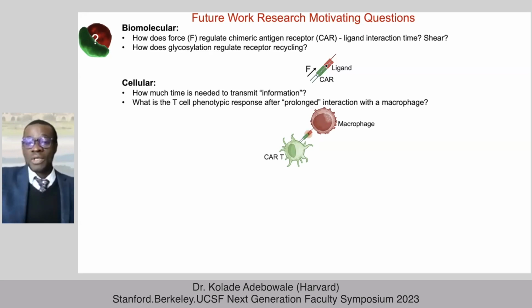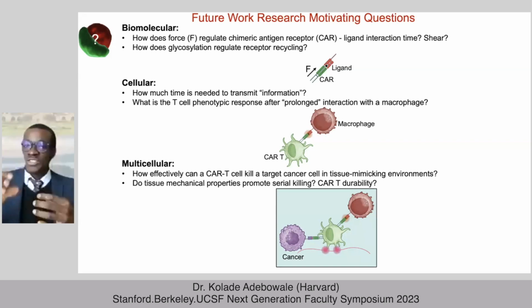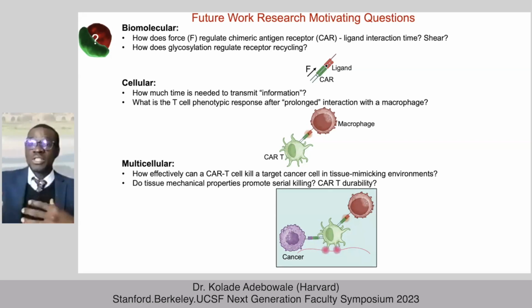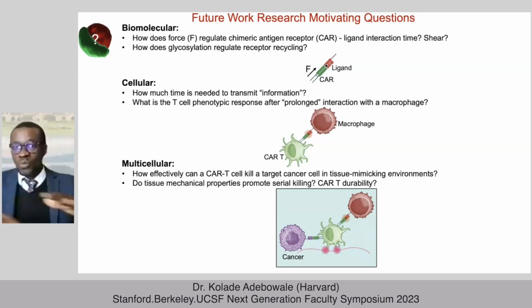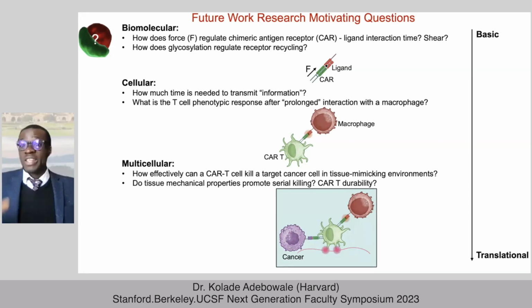And at a multicellular level, how effectively can a CAR T cell kill a target cancer cell in tissue mimicking environments? And do tissue mechanical properties promote serial killing? And more importantly, CAR T durability? So this is a really exciting set of questions that I'm excited about for the future. And not only can we ask these questions at different length scales, but we also have a unique opportunity to make basic discoveries that we can then take into translational science.